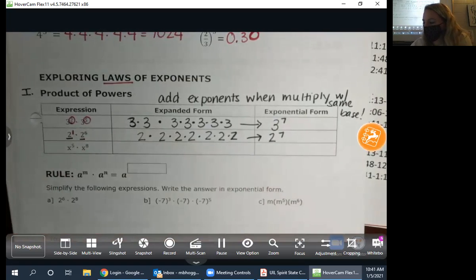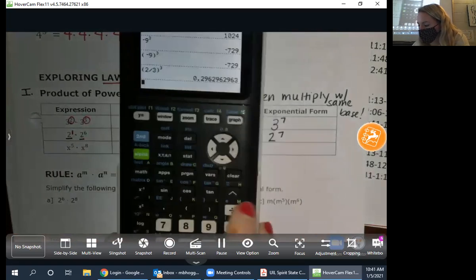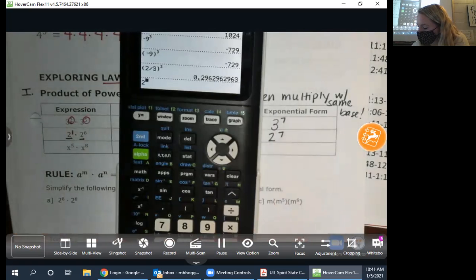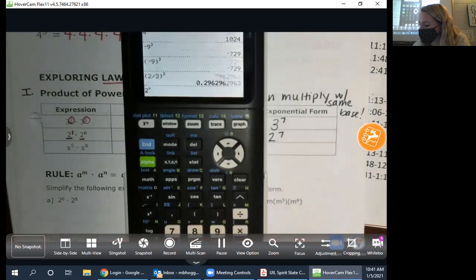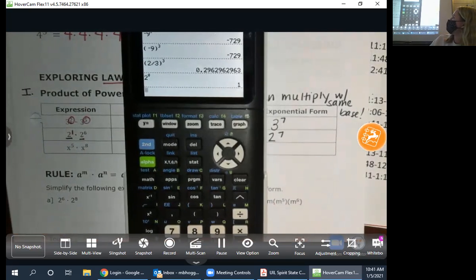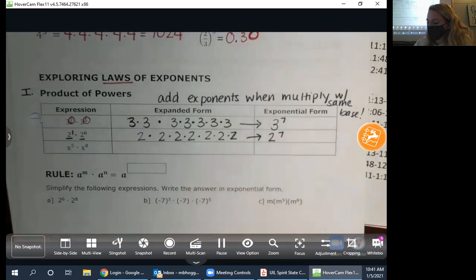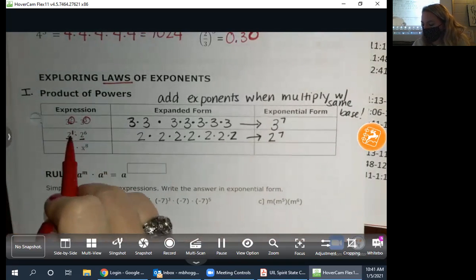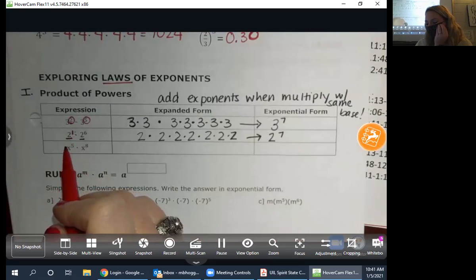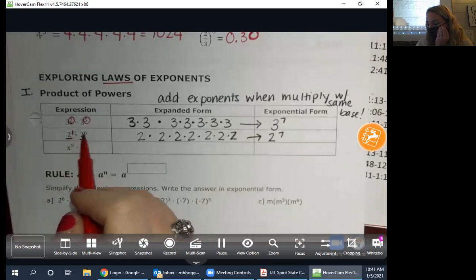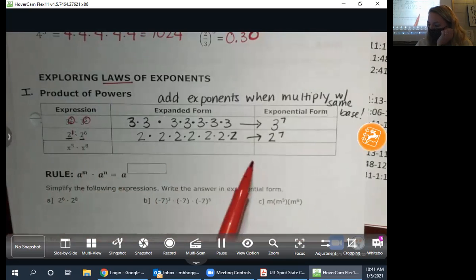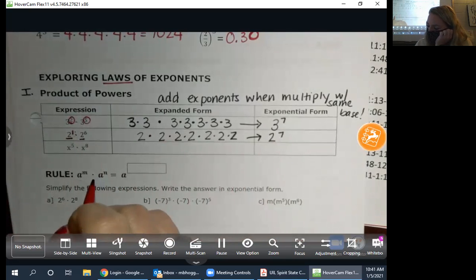Because 2 to the 0 power is not 2. Let me show you. 2 to the 0 power is 1. It's a weird thing about exponents. You're going to learn that later. Okay? So this is 2 to the first power. So if you don't have an exponent, I want you to write the number in so you make sure that you have it. So 1 plus 6 is 7. 2 to the 7th power.